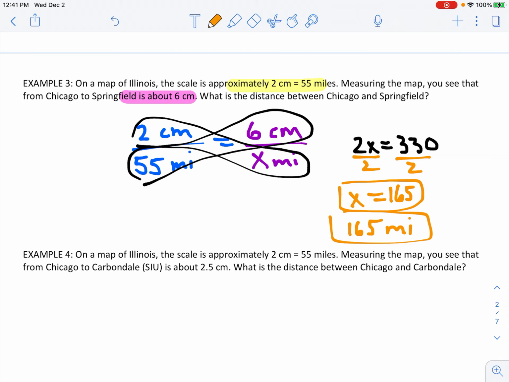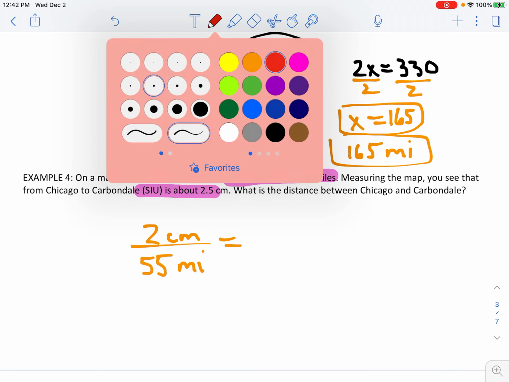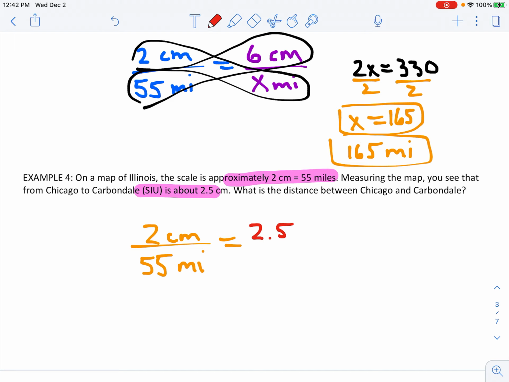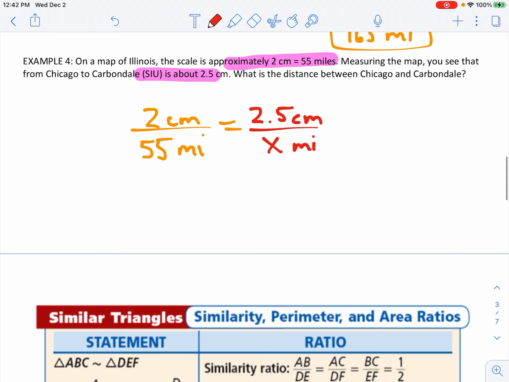All right, let's stay with our pattern then. Example number 4. This time they say that our scale is 2 centimeters for 55 miles. So let's go 2 cm on top, 55 miles on bottom. They tell us in the next sentence 2.5 centimeters. So let's put our 2.5 on top. And again, we're going to put x on the bottom because we don't know how many miles are involved. Now, let's stay with our cross multiplication.